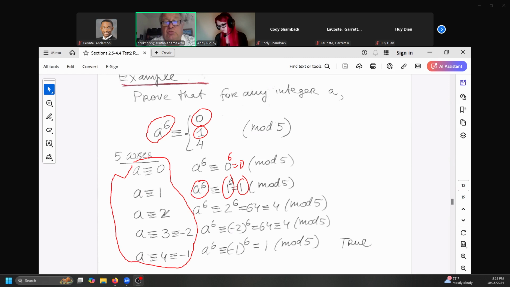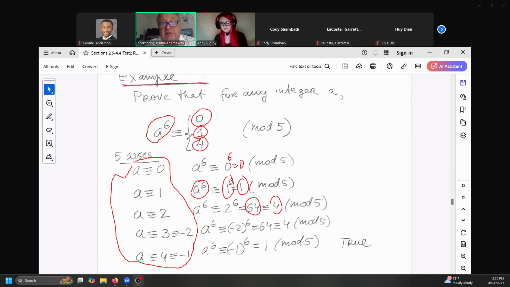What is next? A is congruent to 2 modulo 5. Instead of a, we write 2, and we get 2 to the power 6. What is 2 to the power 6? It's 2 times 2 times 2, 6 times, and this will be 64. And 64 is congruent to 4 modulo 5. So this means this case.